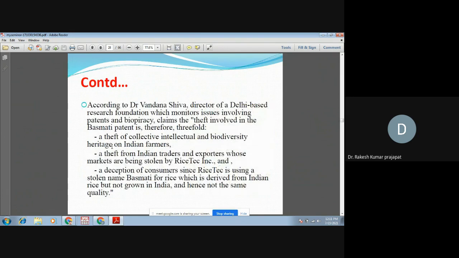According to Dr. Vandana Shiva, Director of the Research Foundation for Science, Technology and Ecology, who monitors issues involving patents and biopiracy, the theft involved in the Basmati patent is threefold. Theft of the collective intellectual and biodiversity heritage of Indian farmers. A theft from Indian traders and exporters whose markets are being stolen by rice-taking corporations. Deception of consumers, since RiceTech is using the stolen name Basmati for products derived from Indian rice but not grown in India, hence not of the same quality.